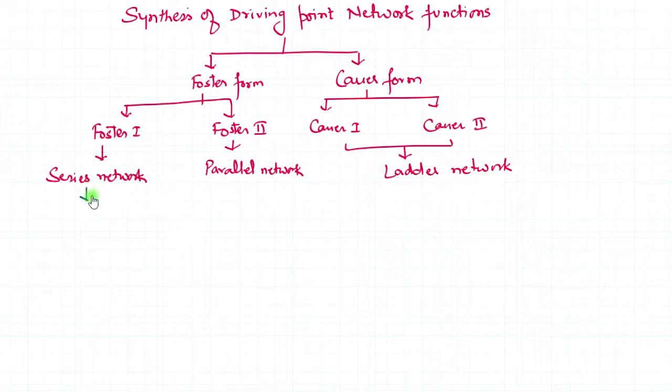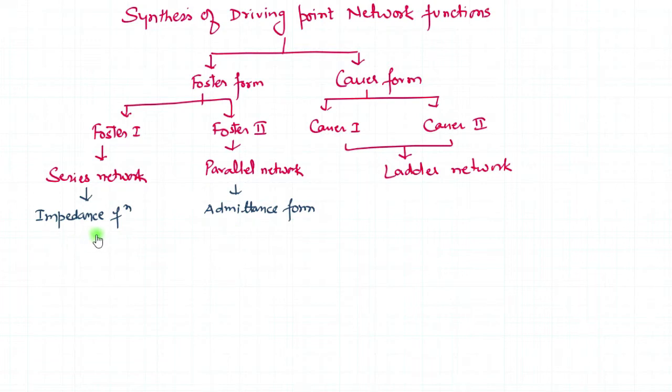In this, we'll be using only the impedance function. That is, the realization of the network is possible only if the network function is given in the impedance form. If it is given in the admittance form, we will take the inverse of it to convert it into impedance form. Similarly, in the Foster 2 form, we will use the admittance form of the network function. We will discuss more about the Carr form in the later lectures. Till then, we will concentrate only on the Foster 1 and Foster 2 forms of synthesis.